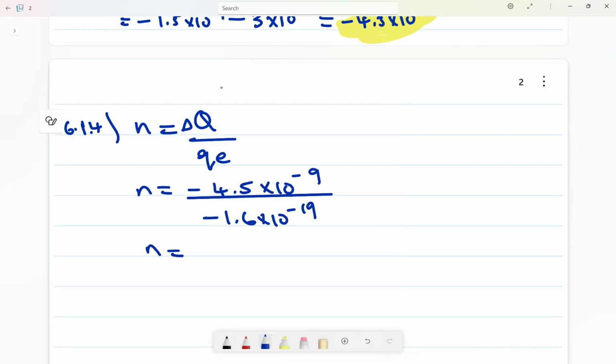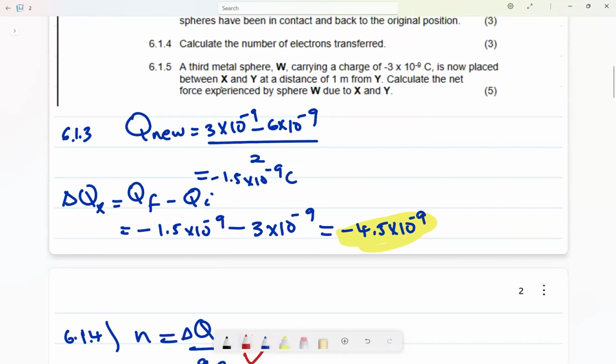And it is equal to what? 4.5 times 10 to the power of negative 9 divided by 1.6 times 10 to the power of negative 19. I get the number of electrons transferred as 2.81 times 10 to the power of 10 electrons. Very interesting. This carries 3 marks. How do you get it? 1 here, 1 there, 1 there: calculating the charge, substituting into that formula, then finding the change in X.